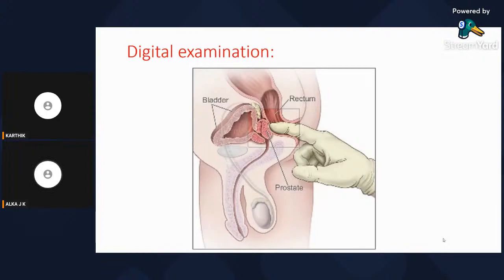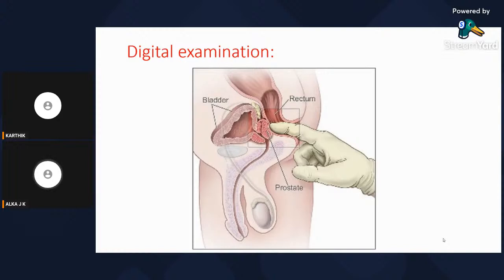So see, this is the digital examination. The upward part is rectum and below there is bladder. Same picture, same thing you can see in the dissection. If we take a pelvic section, we can definitely see the difference between male pelvis and female pelvis.